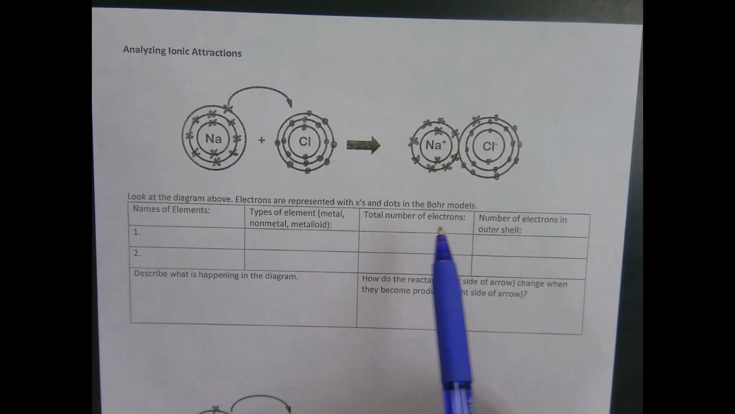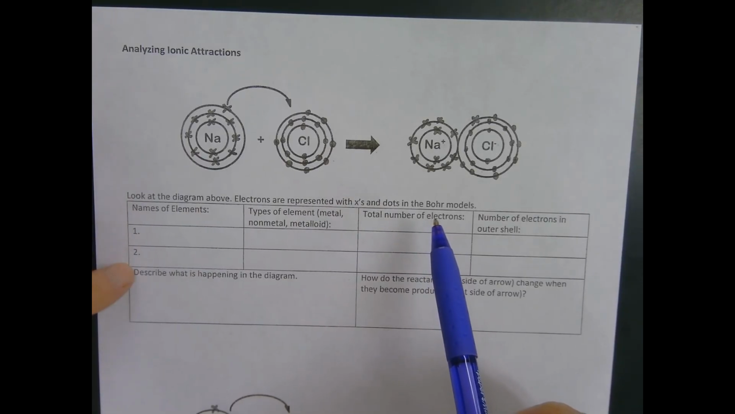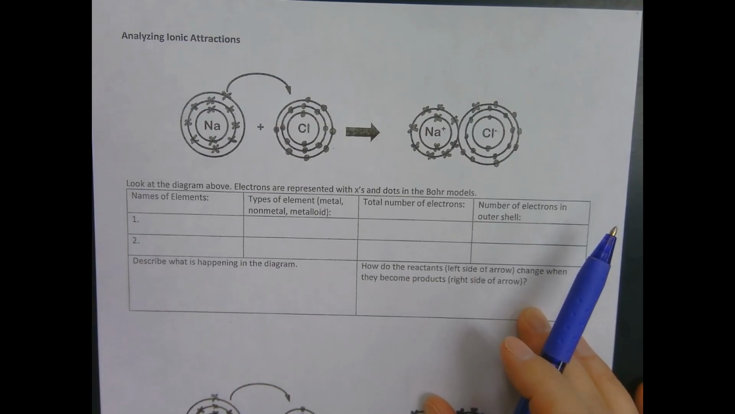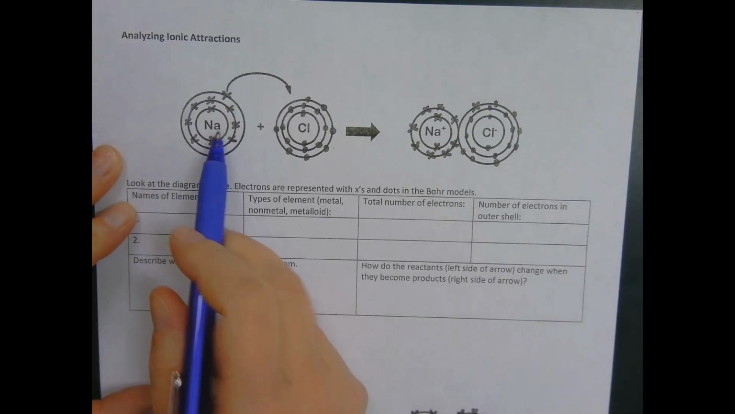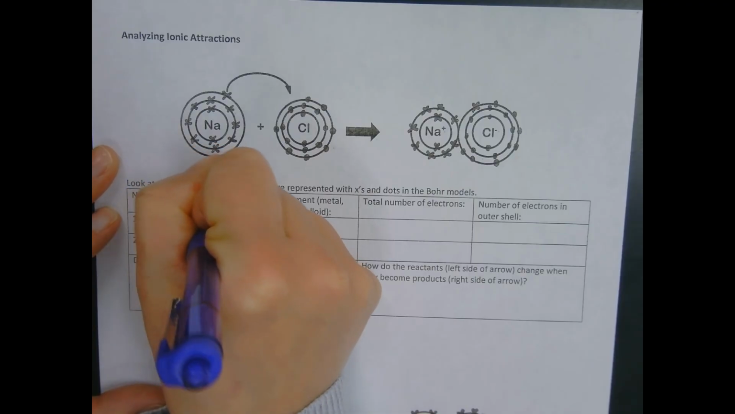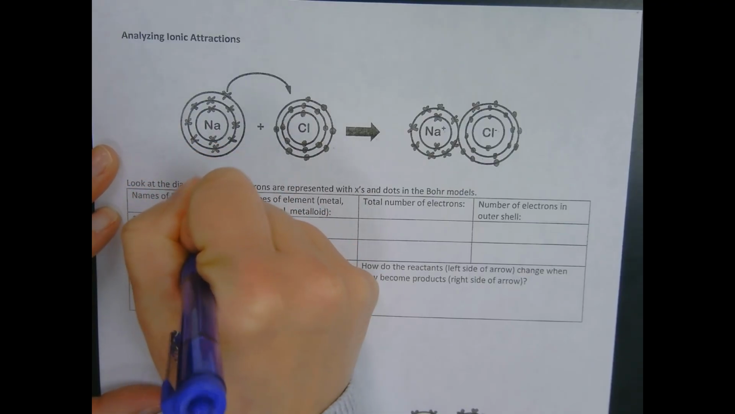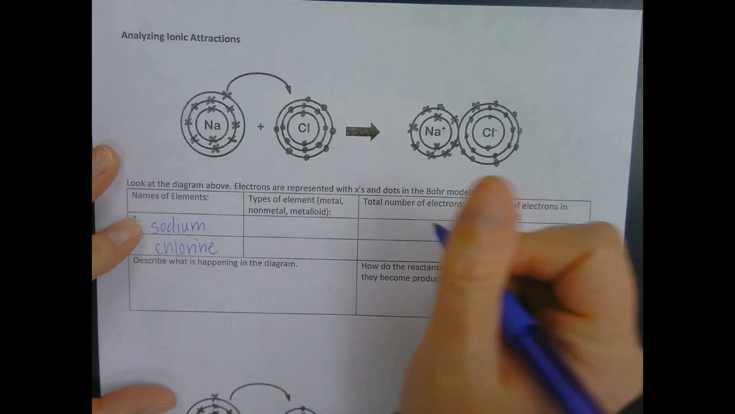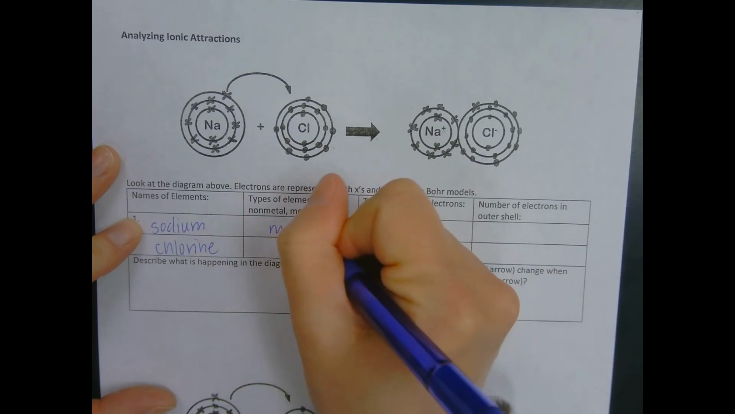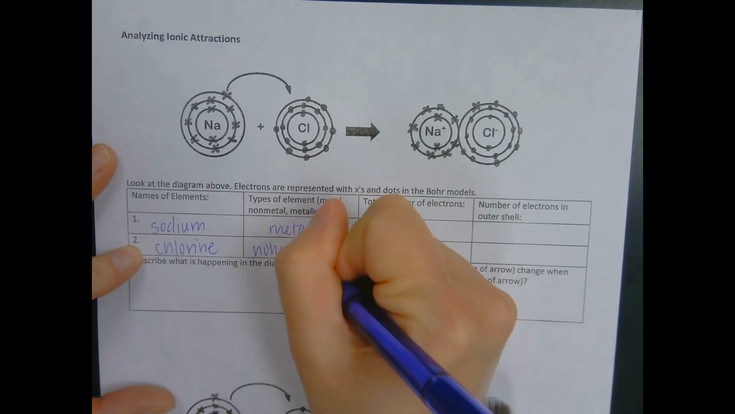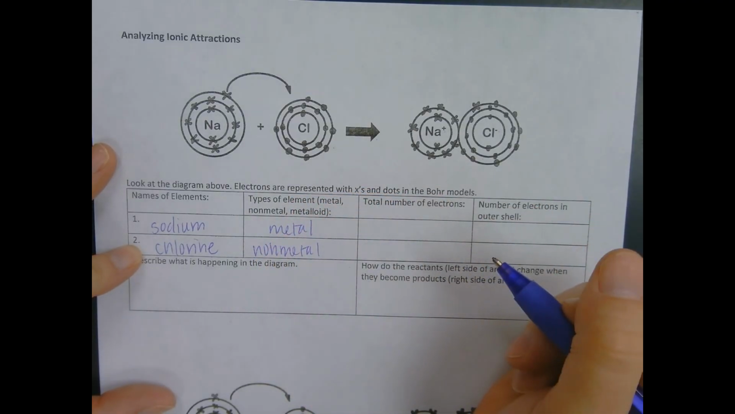So the first thing we want to do is look at number 1 and number 2 and just start filling out our table and seeing what we can identify and where things come from. So the names of our elements, well, we know we have sodium and we have chlorine. Sodium is a metal because it is to the left of the staircase. Chlorine is a non-metal. It is to the right of the staircase.